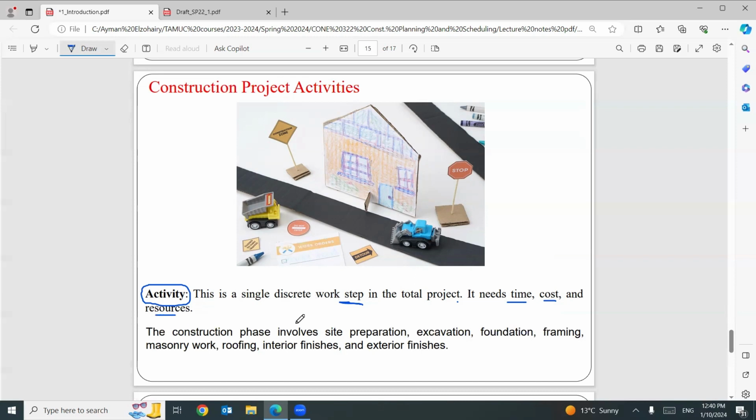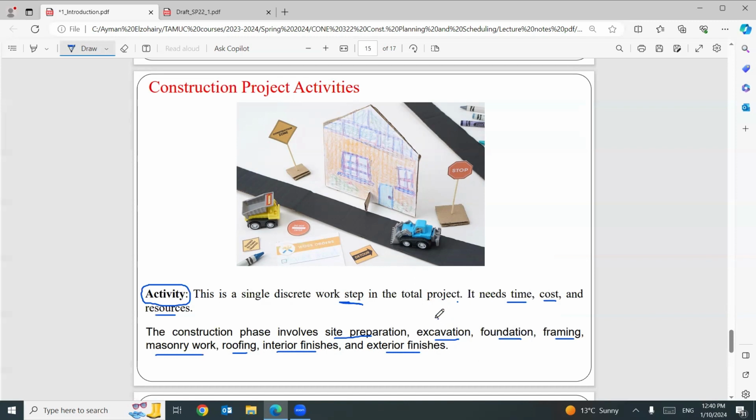So for example, if you would like to construct a building, sometimes we need site preparation, excavation, foundation, framing, masonry work, roofing, interior finishes, and exterior finishing. Each step will be considered an activity. So our target is how to plan these activities together.